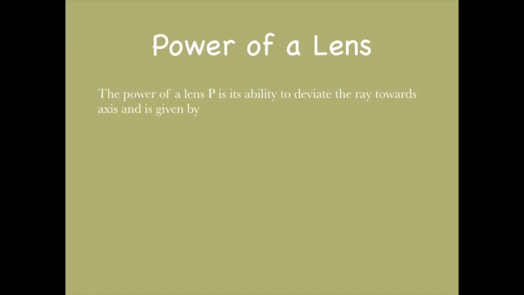Now let's study about the power of a lens. The power of a lens, which is given by capital P, is the ability to deviate the ray towards the axis. It is given by P equal to 1 by f. Note that f should always be in meters. I repeat, f should always be in meters. And the unit of power is diopter. I repeat, diopter.